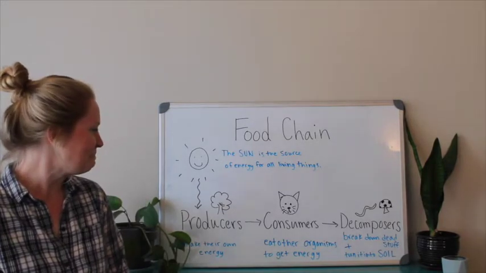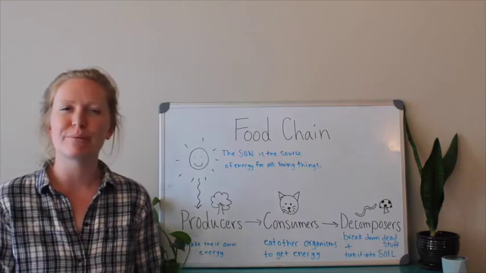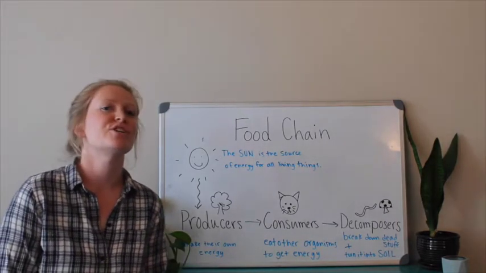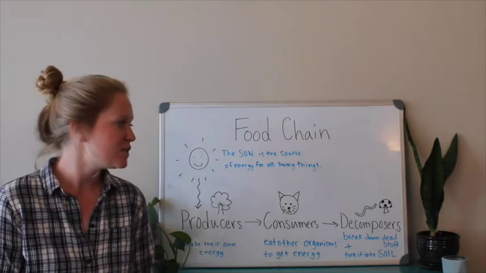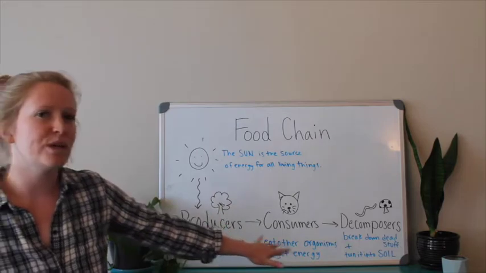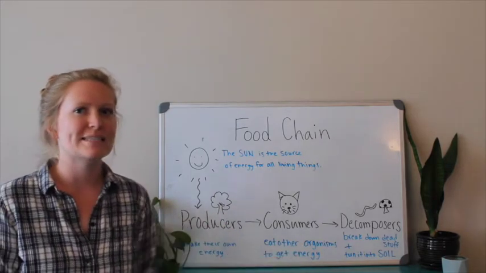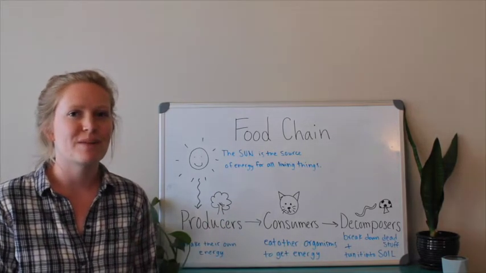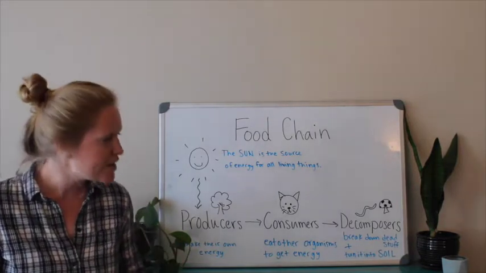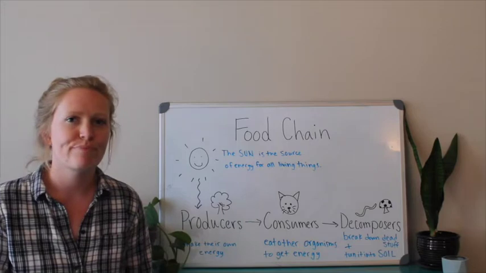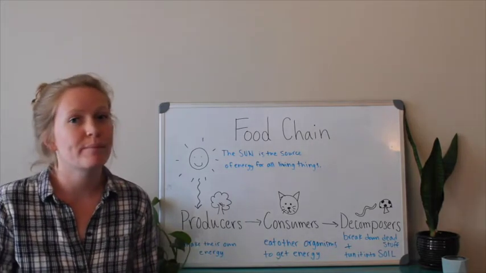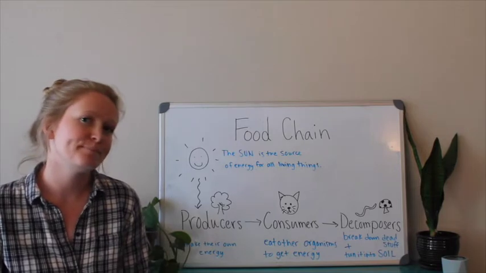Let's see. How about, can a decomposer eat a producer? Only after it's dead. So a decomposer can help to break down a producer, but only after it's dead. So a good example of that is like a worm that's eating a dead leaf that's fallen off of a tree. And they're working to break that down and turn it back into the soil. Totally. And same thing, a decomposer can also eat a consumer, but only after it's dead.